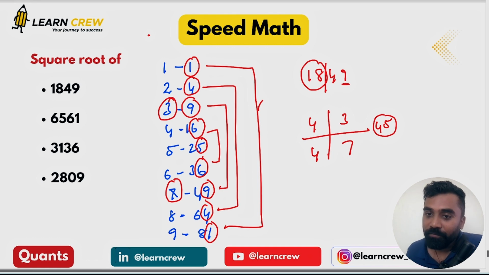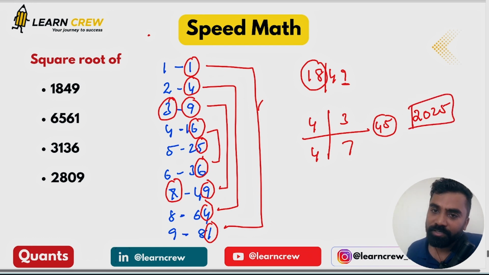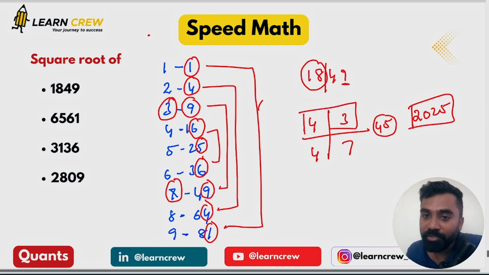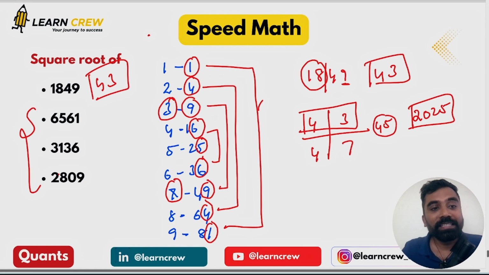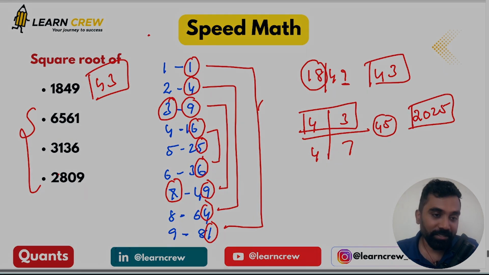So 45 becomes 4 into 5 is 20, and 25, so you get 2025 for 45 square. Sir, the given number is 1849. This is lesser than 45 square. So obviously the lesser number should be the answer. So 43 is the answer for 1849. Now it's your turn to do it for the remaining 3 questions.